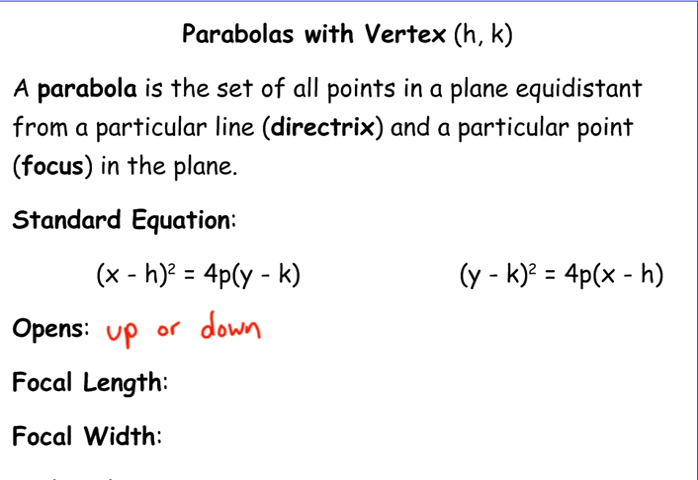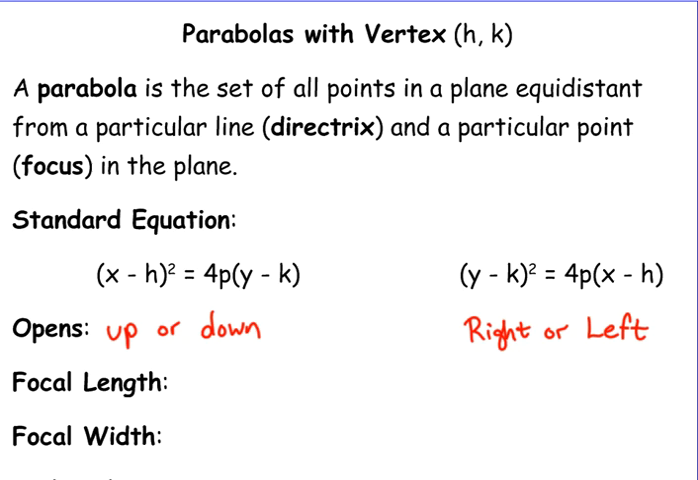And then, of course, if the y is squared, if we were to solve that for y, we would end up taking the square root. So you're familiar with that. So these either open right or left when the y is squared.